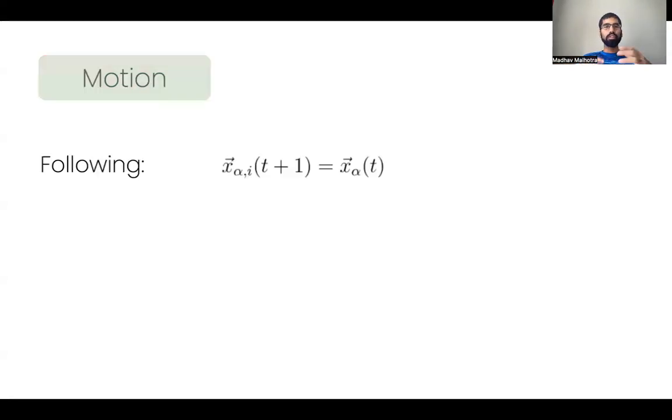The first thing to model is that following behavior. The following wolves, the subordinates, just follow the leader, the alpha. So we could just take the intuitive approach: the alpha position at 10 seconds, the ith wolf that's following the alpha will end up there at 11 seconds. Seems straightforward. Does it get the job done?